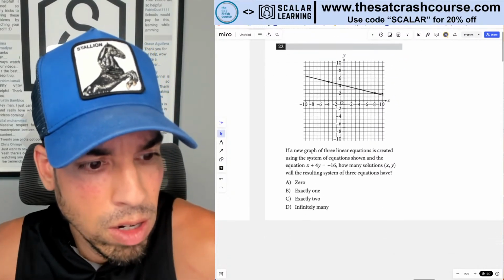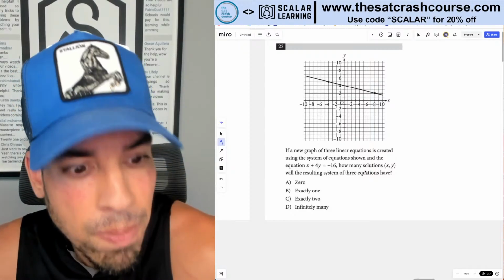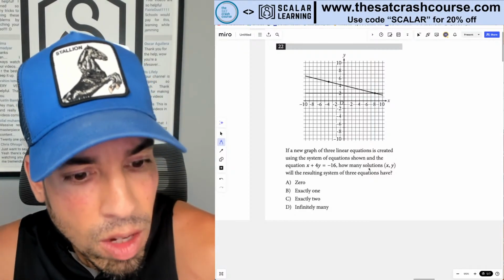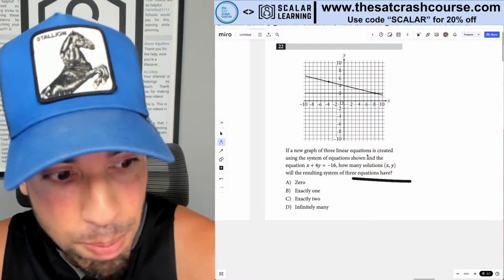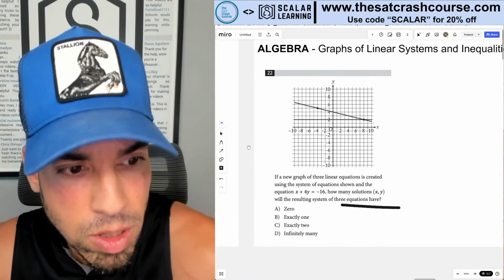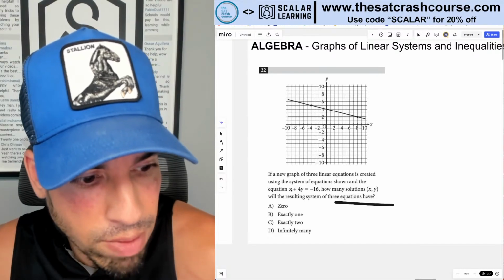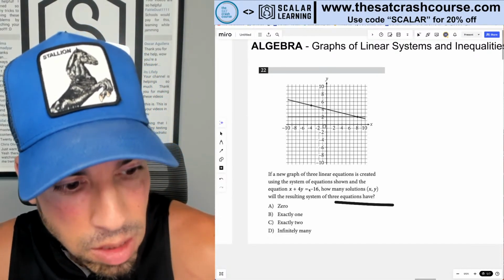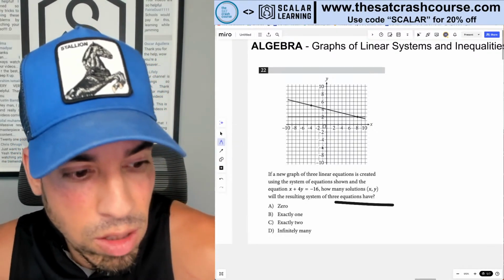If a new graph of 3 linear equations is created using the system equation shown in the equation, blah, blah, blah. All right. How many solutions will the resulting system have? Now, when you have a triple system, and by the way, just again for the category, this is graphs of linear systems. So this is a nice graph here, and they've given the 2 equations, but then they're having a third one in here, right? X plus 4y equals negative 16.